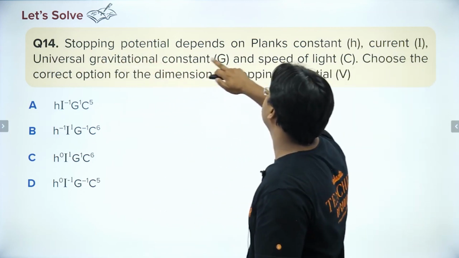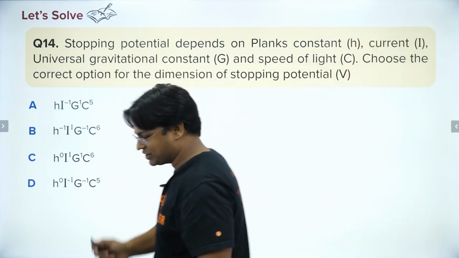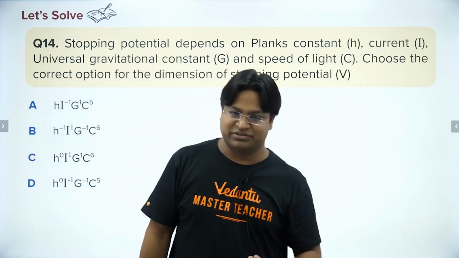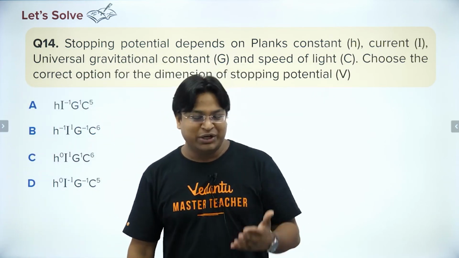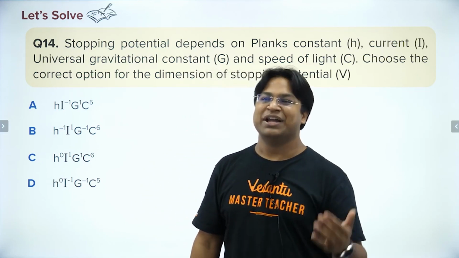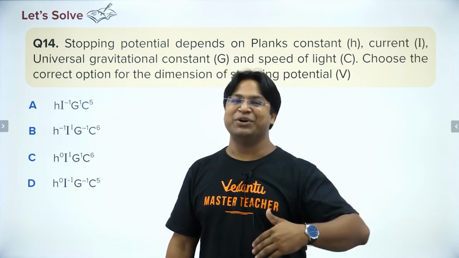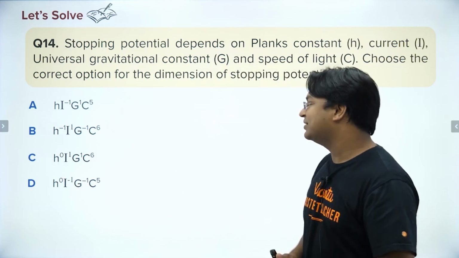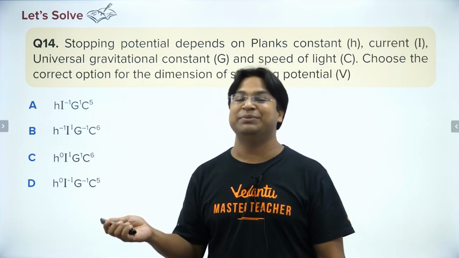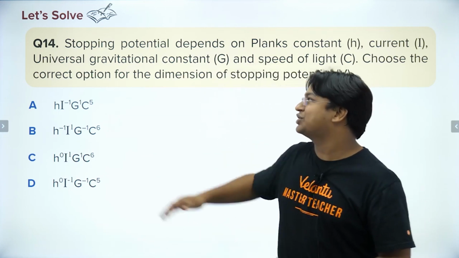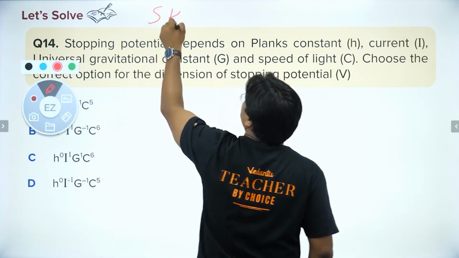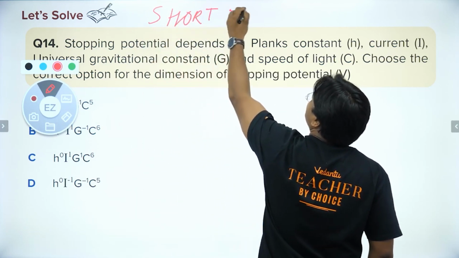This question says stopping potential depends on... Now this is a question that can really kill your time. Why? This question is about dimensions. We look down upon that topic, thinking it is so easy a topic. But this question can really consume your time if you do not proceed in the proper way. So I'll tell you a short trick, how to do this question without getting stuck.